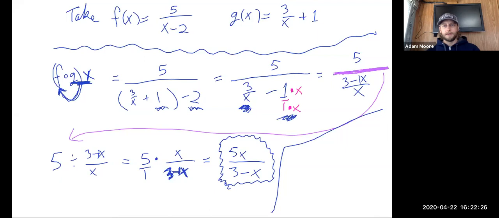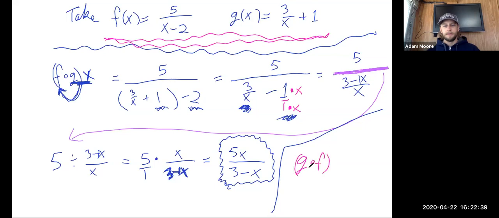Same two functions. I want you to take the same F, same G. And then see if you can handle, try a minute here, to do G compose F of X. See what you can do. And then I shall pause the recording.